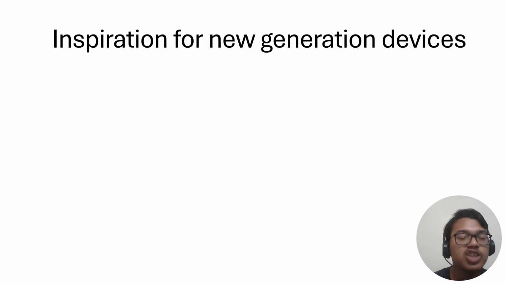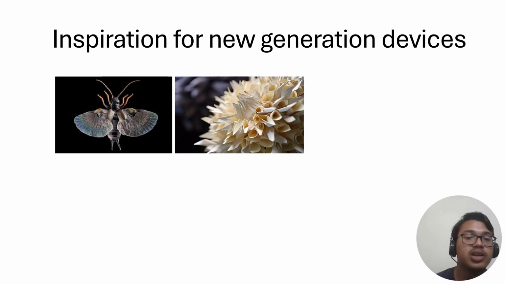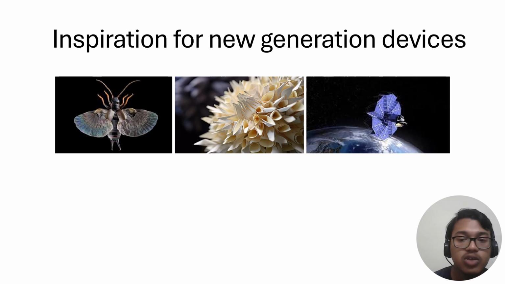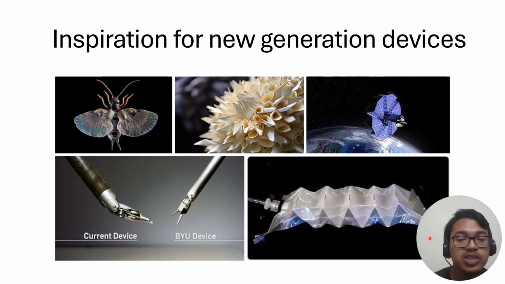Now, origami provides inspiration for a new generation of devices. We can find origami in nature also, from the folding and unfolding of the wings of an insect to how the petals are arranged in a flower and how they unfold when they bloom. It is also widely used in space applications, like unfolding the solar panels of a satellite when they reach outer space, or in biomedical applications like this device, and also in artificial muscles. For example, this artificial muscle can lift weight up to 10 times its own weight. So that is a good development in the application part also.